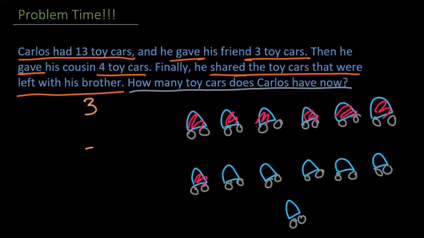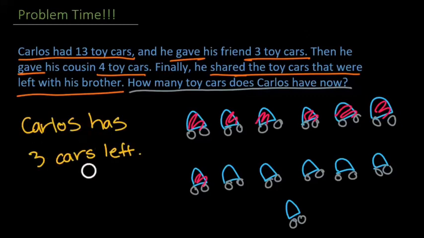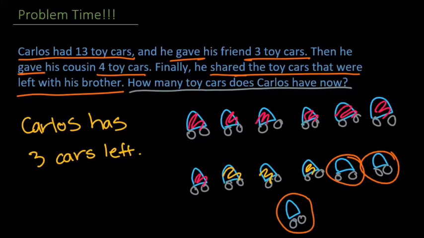Again, let me just write the answer in a complete sentence. So I wrote it in a complete sentence. It's a pretty short sentence, but it's still a complete sentence. Carlos has 3 cars left. Okay, and let me just fill in 3 more cars with a different color because that's how many cars he gave away or shared with his brother. So 3. 1, 2, 3. He's left with 1, 2, and 3 cars.